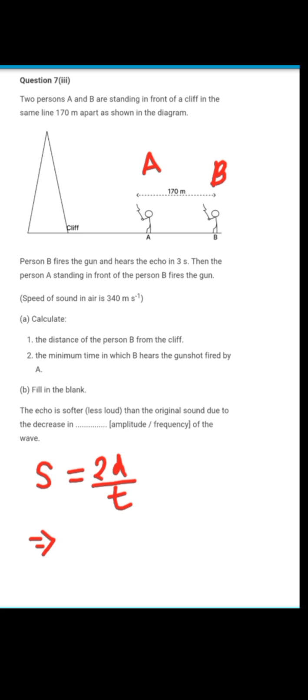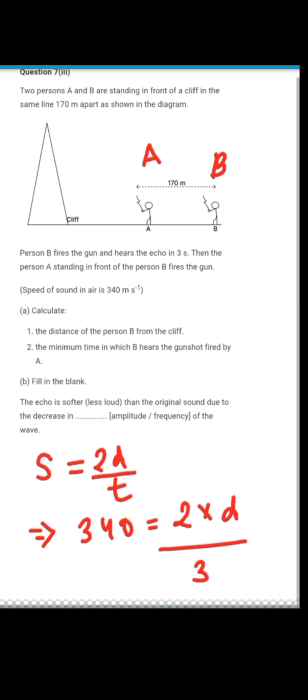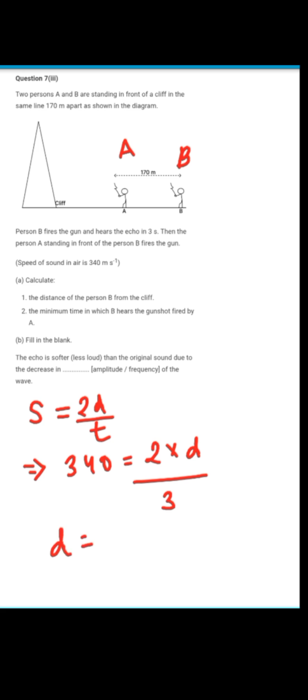So the speed of sound is given as 340 = 2d/t. What is the time after which person B is hearing the echo? 3 seconds. So what will be the value of d? d is going to be 510 meters. Simple calculation. Next, the minimum time in which B hears the gunshot fired by A.